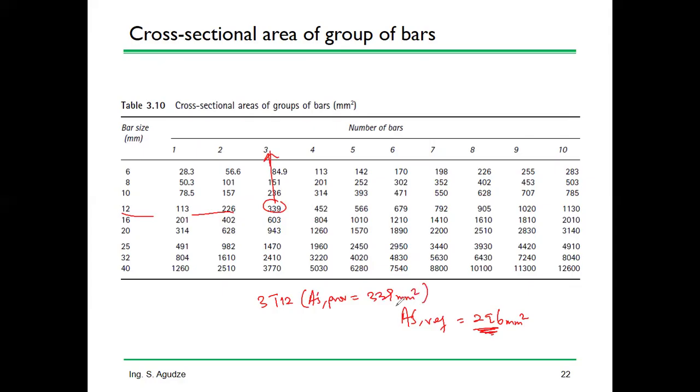squared. Well, maybe somebody also says, okay, I want to use diameter 16. So for diameter 16, 201 is less. You can use 603, but that is too far away from there. So use the 402. If you look at the top, it means 2. We need 2T16. AS prime provided is equal to 402 mm squared.